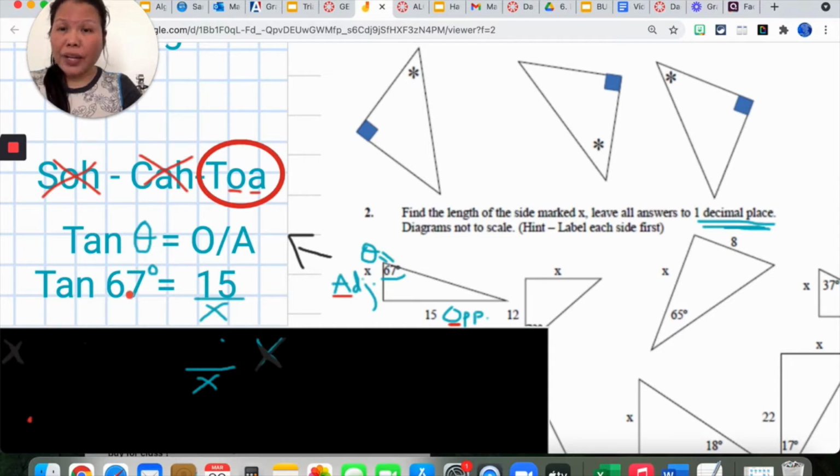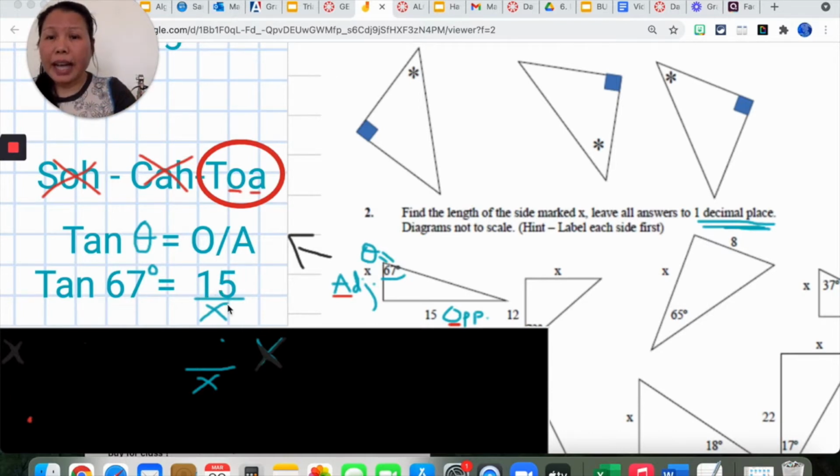Tangent theta, we substitute 67 degrees, which is given to us. Equals the opposite side, substituted by the number 15, which is given in our figure, divided by the adjacent, substituted by the letter x, for the adjacent side is given in our figure. Tangent 67 degrees equals 15 divided by x. This is my equation. Tangent 67 degrees, I can look it up and replace that with a trig table value, but we will go ahead and leave that for later.